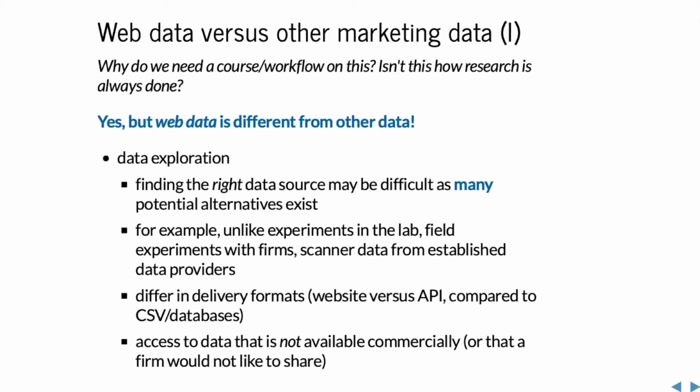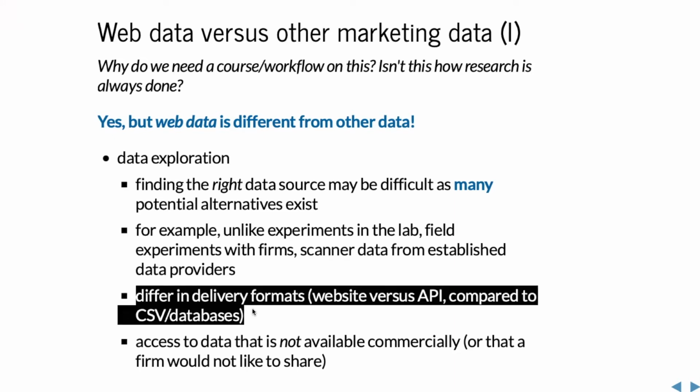Web data is entirely different. Well, not entirely different, but it's different from other data that you as marketeers will get familiar with eventually. So, for example, when you explore data, finding the right data source may be difficult, as many potential alternatives exist, right? When you run an experiment, it's clear, right? You go to the lab, or you have a little survey and you send it to your, I don't know, friends on social media, and that's it, right? But with websites, you have unlimited choice, essentially.